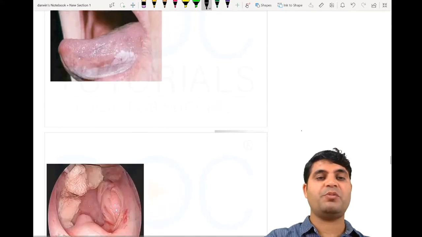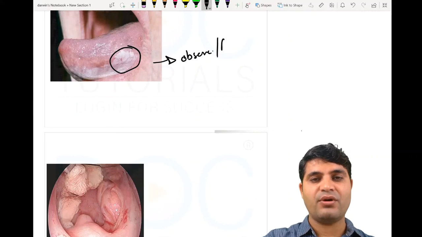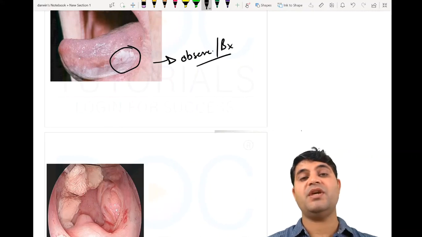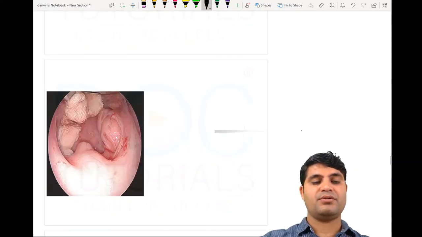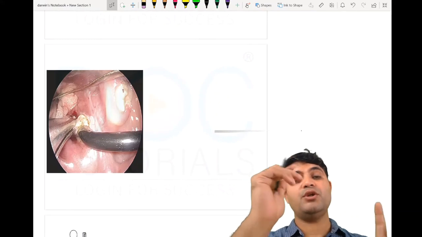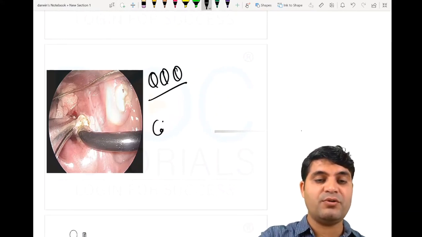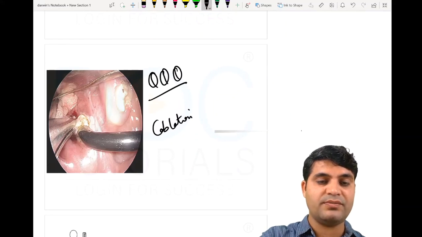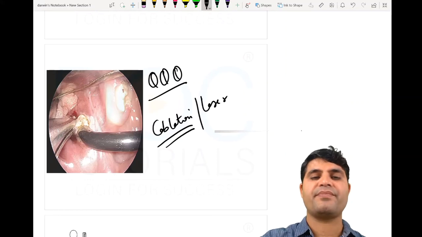So this is leukoplakia, whitish plaque. So leukoplakia should be either observed or subjected to biopsy if you suspect malignancy. Clear? So this is tonsil, you can see, and tonsillectomy nowadays, you know, we use so many gadgets here, and in this particular thing we are using coblation. Clear? So coblation, laser.